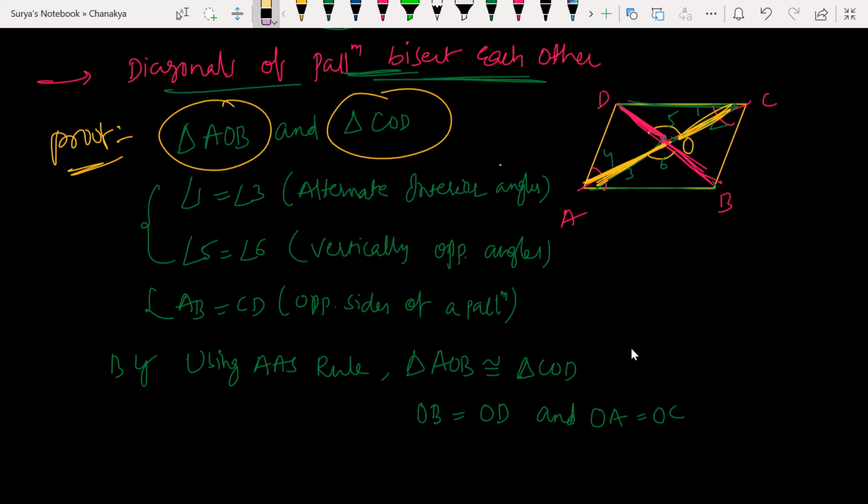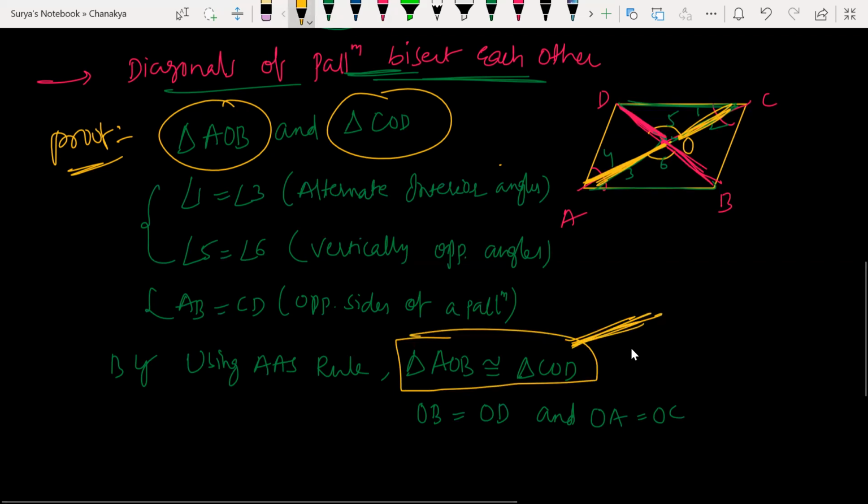Now by using congruency, what is the meaning of this? All sides will be equal. So these two triangles, triangle AOB and triangle COD, are congruent to each other. From these two triangles, OB is equal to OD and OC is equal to OA. This is the proof. Yes or no? Yes, sir. You can prove it just by using these properties.